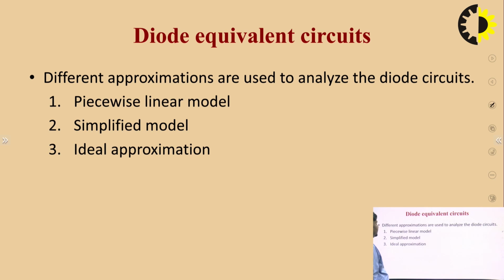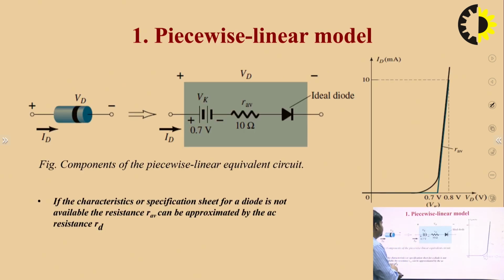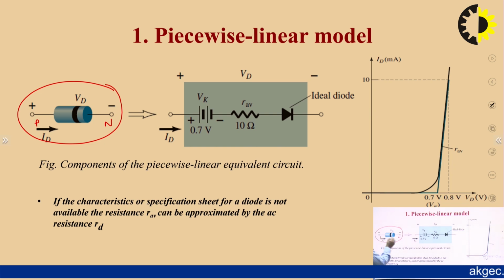So what is the diode equivalent circuit? Three diode equivalent circuits are modeled here. The first is the SPICE piecewise linear model, then the simplified model, and then the ideal approximation model. This is the diode picture: this is N type and this is P type, so this is the P terminal and this is the N terminal.